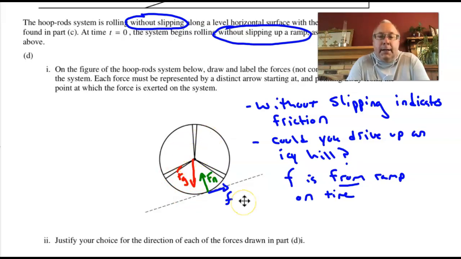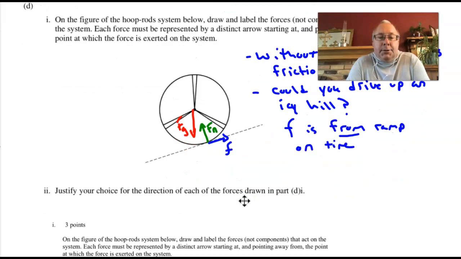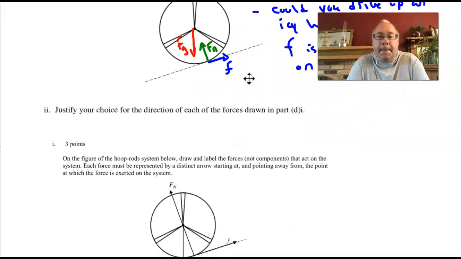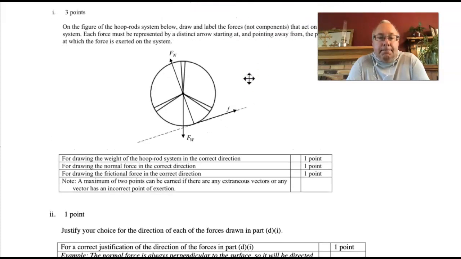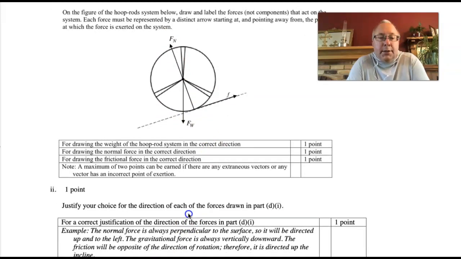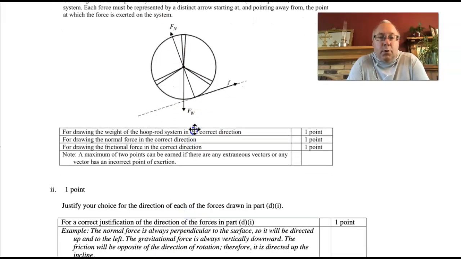So that one might be a little bit subtle, and you probably have not thought about that frictional force at all. That one might have been a little bit tricky, but that's what the without slipping thing indicates. Notice that even if you forgot that frictional force, all is not lost. You still get 2 out of the 3 points. So at least knowing the normal force is perpendicular and the weight is straight downward is what you need to do. You've got to justify these as well in the problem.